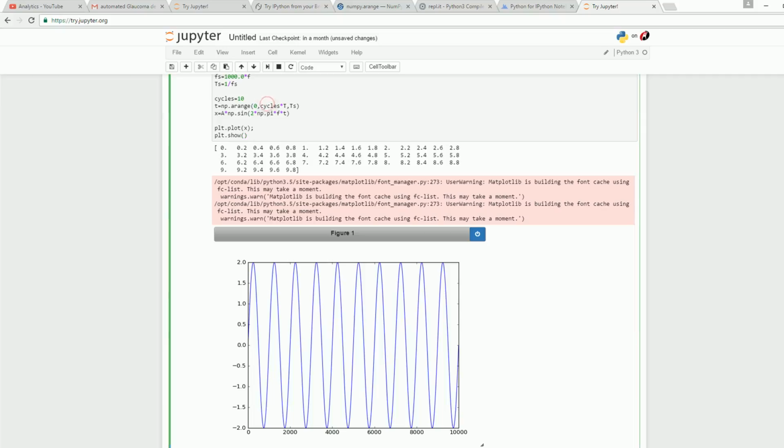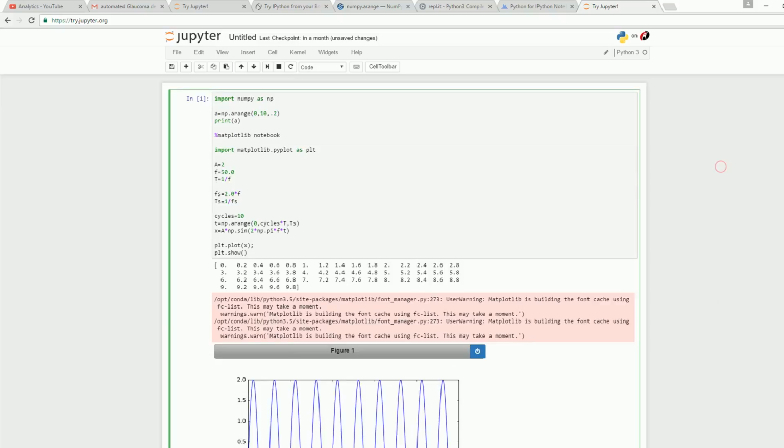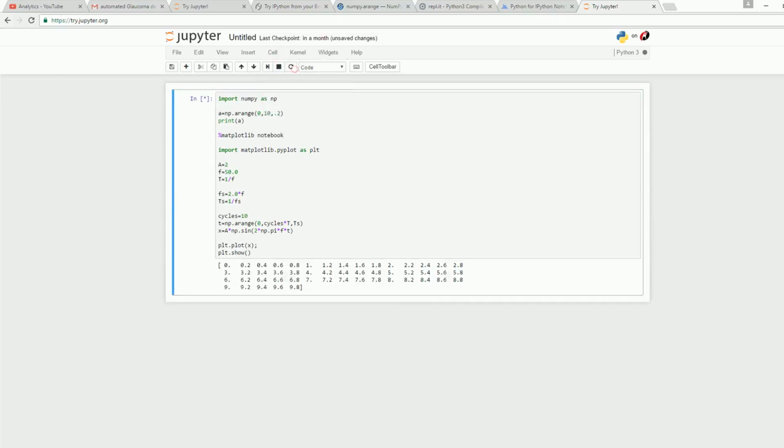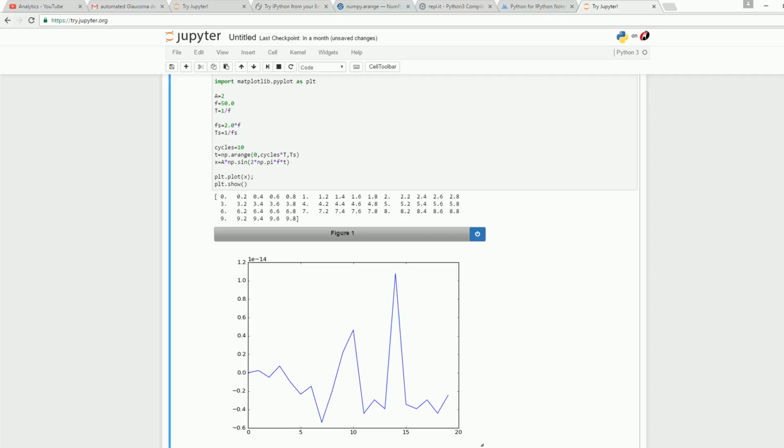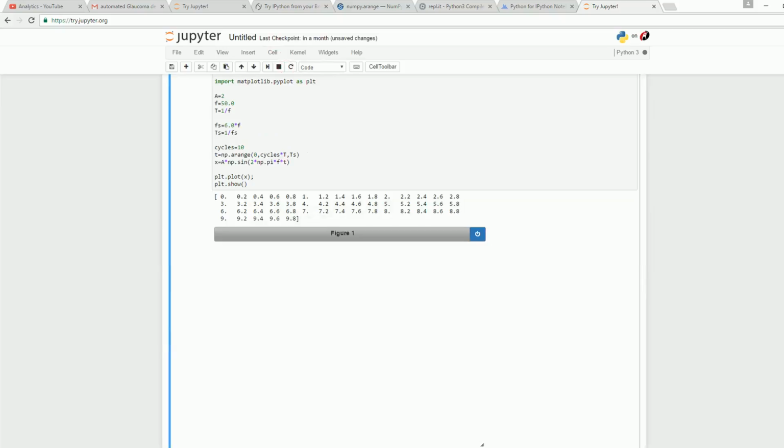What if I do not take fs to be this big? If I take fs to be only 2 times the f, what will happen? Cell, run cells. You see, it will look something like this. As I keep on increasing fs, let's say at least 5 or 6 times, you will have several cycles. Cell, run cell.